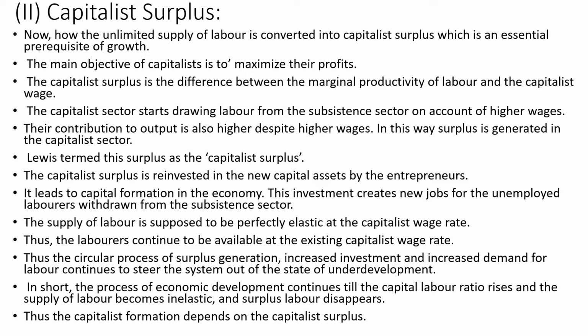This would create new jobs for the unemployed laborers withdrawn from the subsistence sector. As a result, we can take more laborers from the agriculture sector or subsistence sector and give them employment opportunities in the capitalist sector. Now, the supply of labor here is supposed to be perfectly elastic at the capitalist wage rate, and thus the laborers continue to be available at the existing capital wage rate.